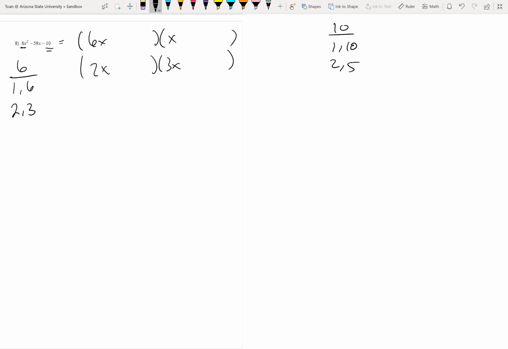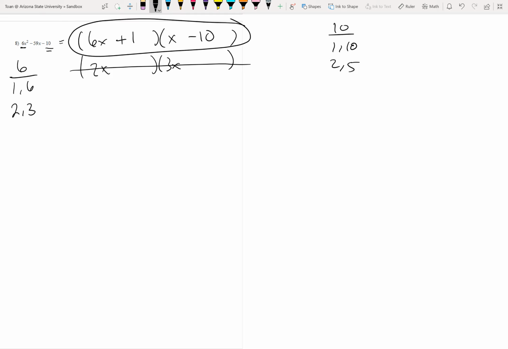So if you factored correctly, if you did the work to guess, you'll find out that it's not 2x and 3x. It's actually 6x and 1x. More specifically, 6x plus 1 and x minus 10. That's the factored form for number 8.